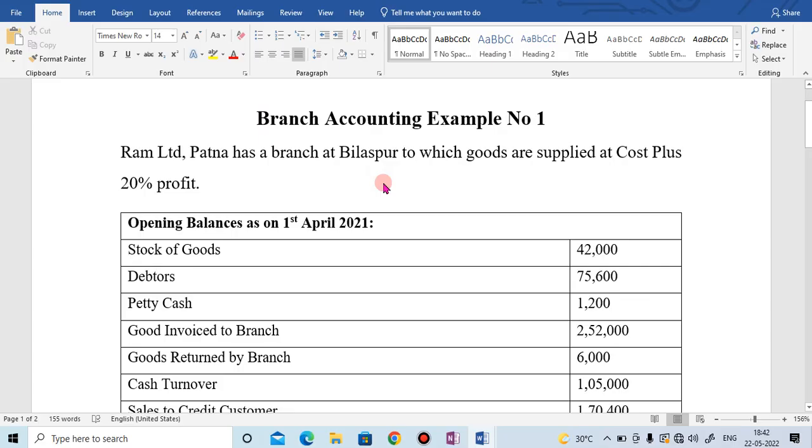I am Namita Mane. In today's video, let us solve an example of branch accounting. So this is the example on the screen. Example number 1: Ram Limited Patna has a branch at Bilaspur to which goods are supplied at cost plus 20% profit. So cost plus 20% profit means in this example we have to calculate loading.